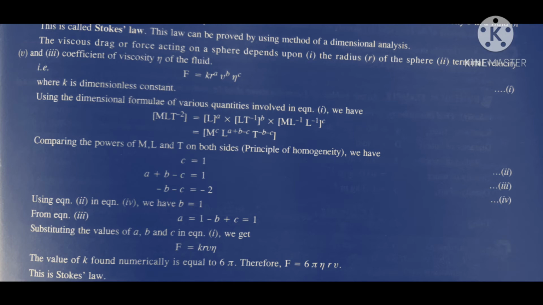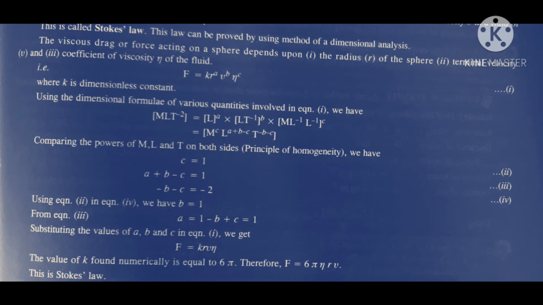Now we compare the powers of M, L and T on both sides by using the principle of homogeneity. Then we get, C equals 1, this is equation number 2. A plus B minus C equals 1, that will be equation number 3. Minus b minus c equals minus 2. This is equation number 4.